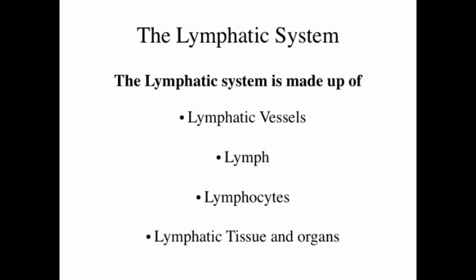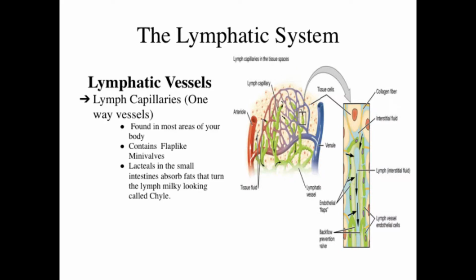Now let's go over what the lymphatic system is made up of. It's made up of lymphatic vessels, lymph, lymphocytes, and lymphoid organs and tissue. Let's take a look at the different distributions and structures.